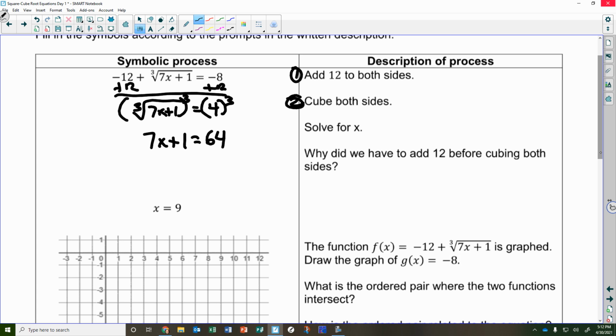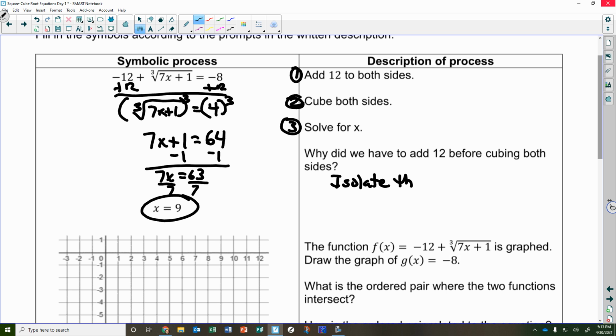which is 64. So now we're going to solve for x using our two-step equation. We're going to subtract 1 to both sides. 7x equals 63. And when we divide by 7, we get x equals 9. Why do we have to add 12 to both sides before cubing both sides? Because you had to isolate the cube root. You got to get rid of all that extra stuff.